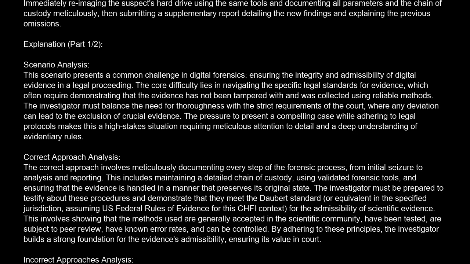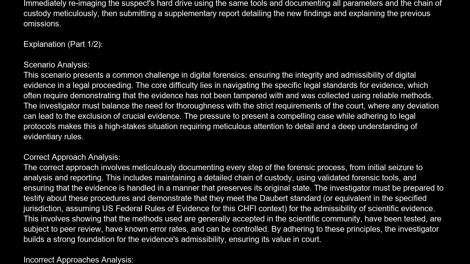The correct answer is A. Immediately re-imaging the suspect's hard drive using the same tools and documenting all parameters and the chain of custody meticulously, then submitting a supplementary report detailing the new findings and explaining the previous omissions.